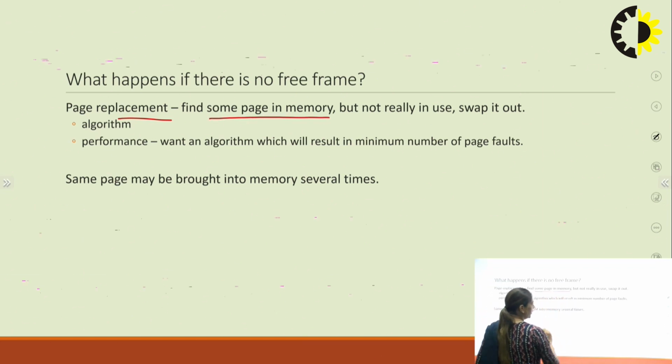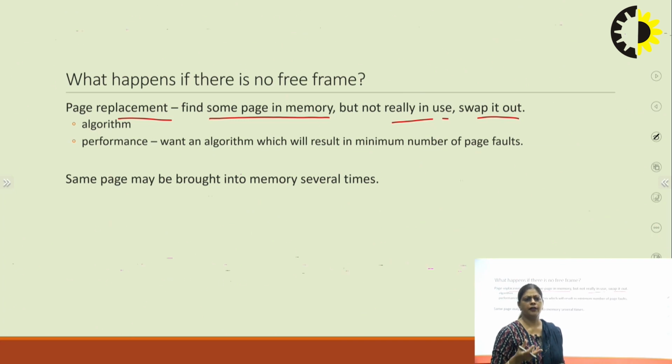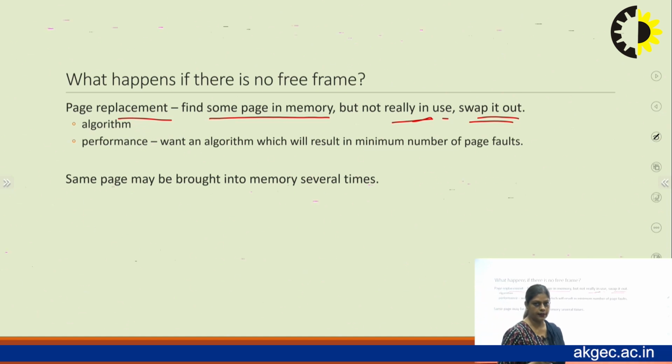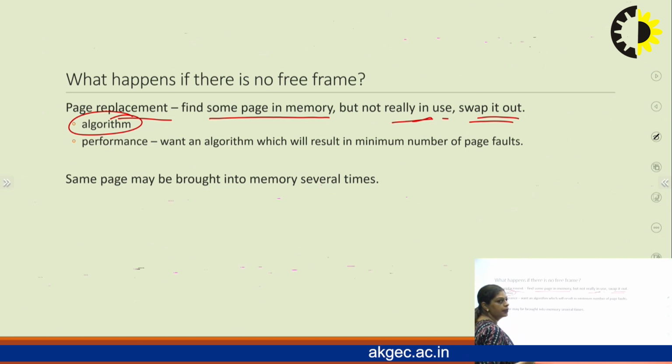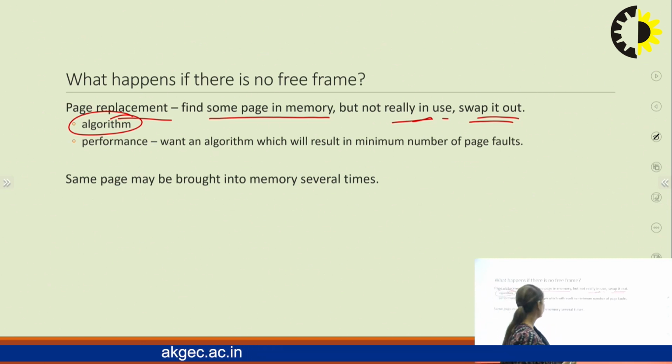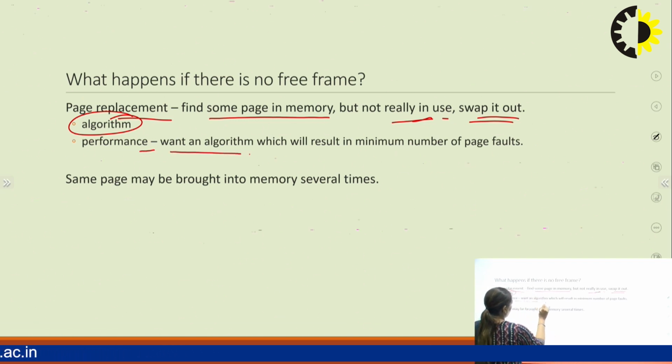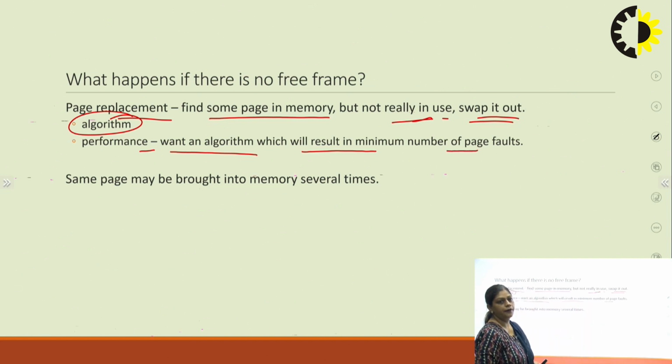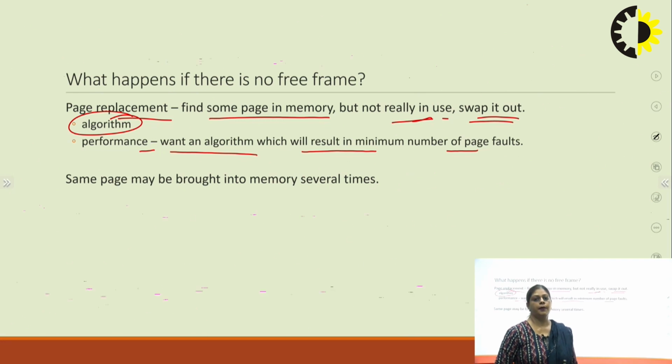Now find some page in the memory that is not really in use, and swap it out. We select a page that is not being used by the program at that time, then we send it back to the backing store, and this process is called swap out. For selecting which page has to be replaced, there are different algorithms. We will use one of them to select the victim. In terms of performance, we want an algorithm that results in the minimum number of page faults, so that with minimum wastage of time we bring the desired page into memory and CPU time is properly utilized.